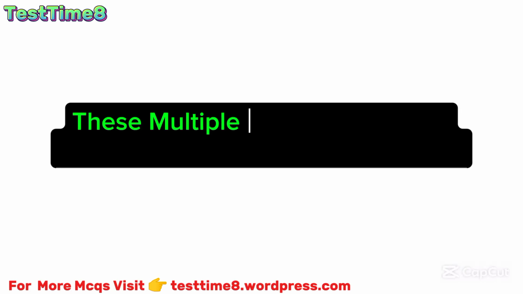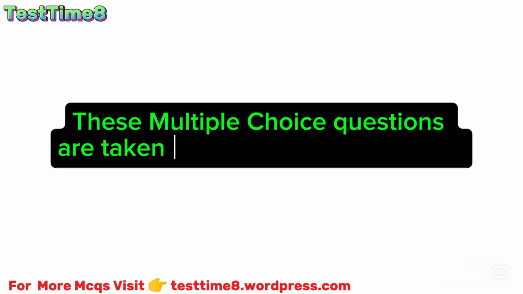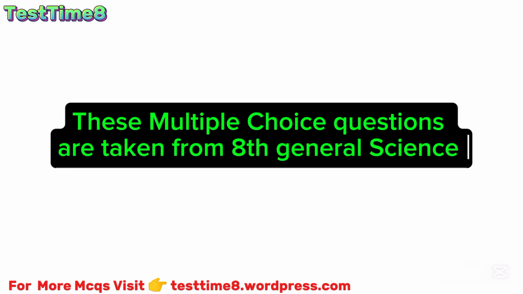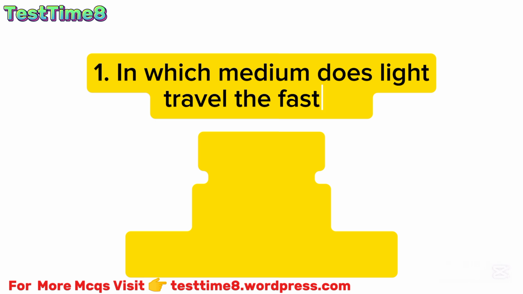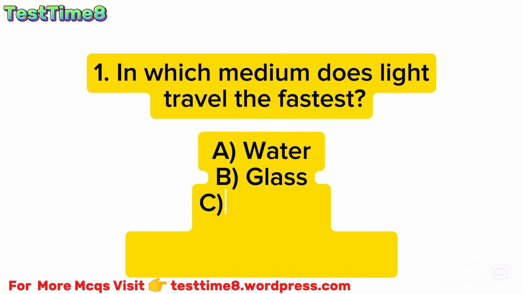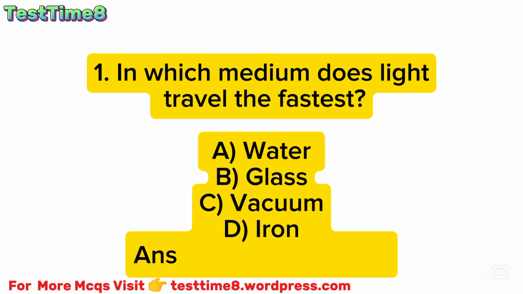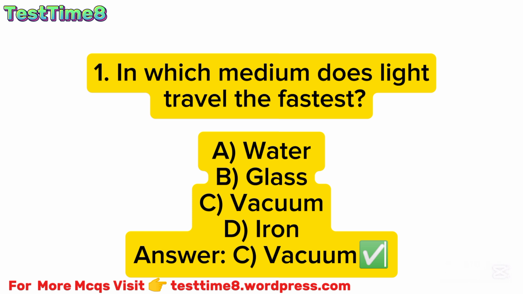These multiple choice questions are taken from Class 8 General Science. 1. In which medium does light travel the fastest? A. Water, B. Glass, C. Vacuum, D. Iron. Answer: C. Vacuum.